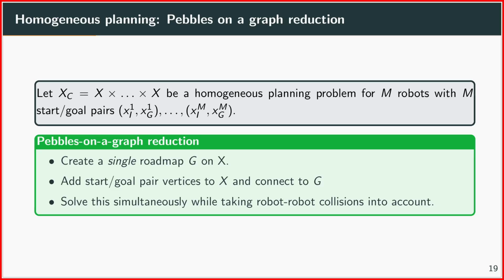Let me give you a little bit of theory on that. Just to write down what I already said in this example: we assume that we have this composite state space consisting of m robots, each with a state space x, and we have start-goal pairs for each robot. Then the idea is that you create a single roadmap G on x, add all your start and goal pair vertices to x and connect them to your roadmap. Then you solve this simultaneously while taking robot-robot collisions into account. This is basically the same as what I said in the small example, just a little bit more generalized.